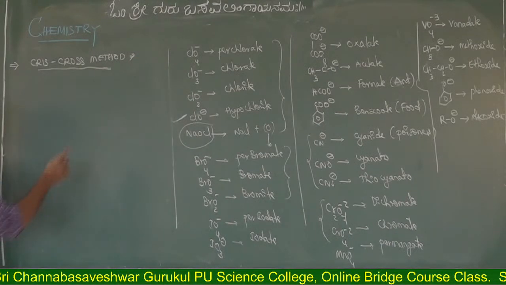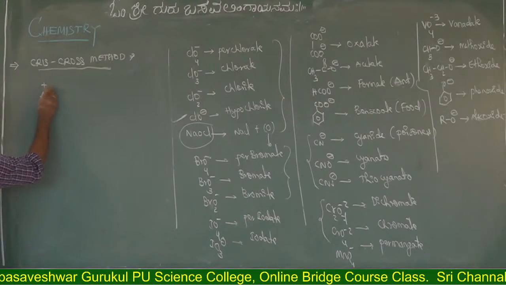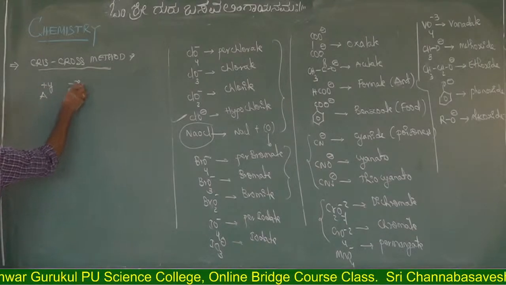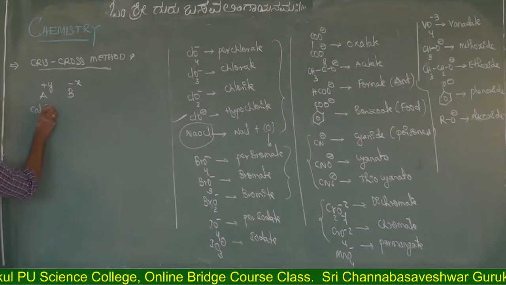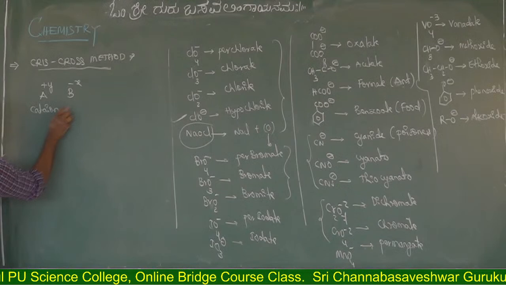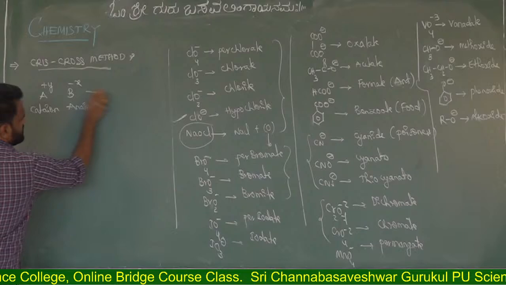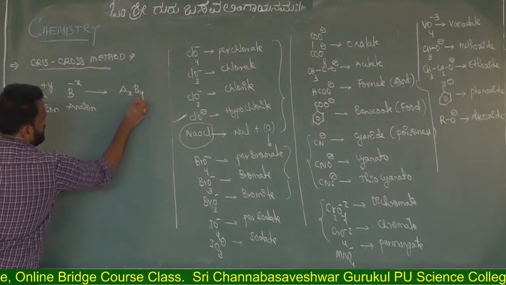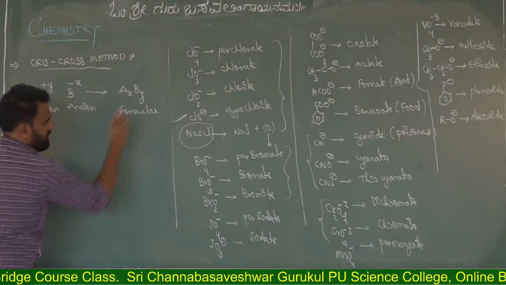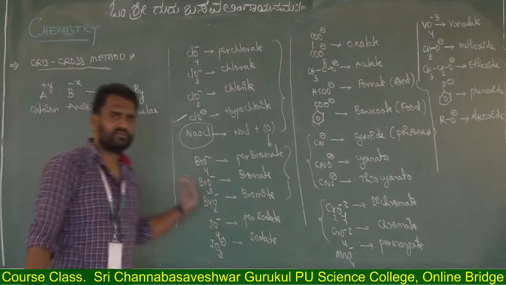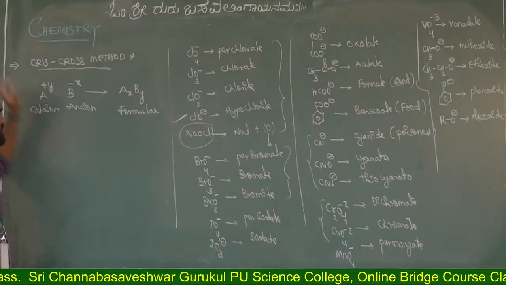Right, criss-cross method. So already you know that now I will be having here A^Y+ and B^X-. This is the cation, and this is the anion, with negative charge. Then what will you get here? You will get A_X B_Y as the formula of the ionic compound. This is the resultant formula of the ionic compound.